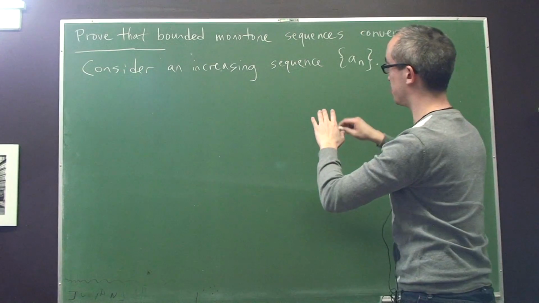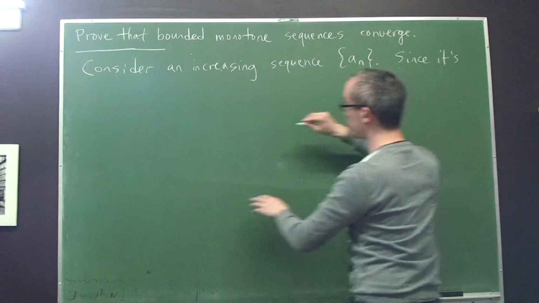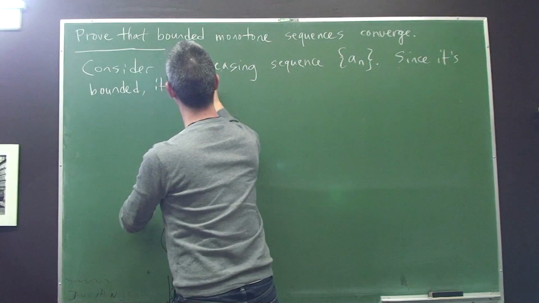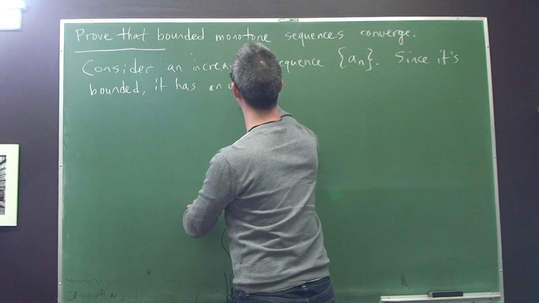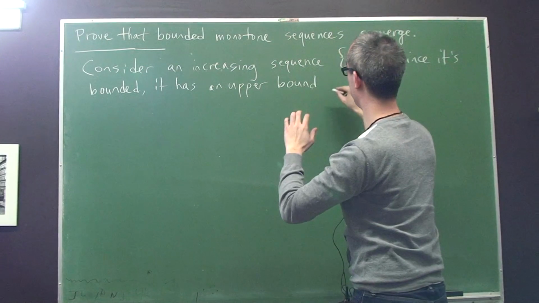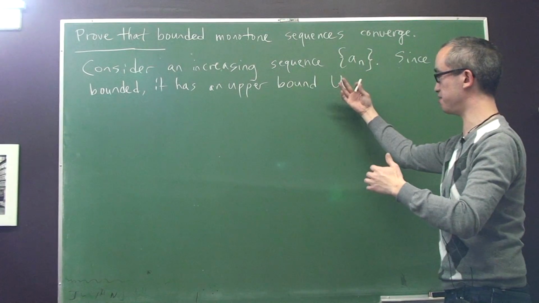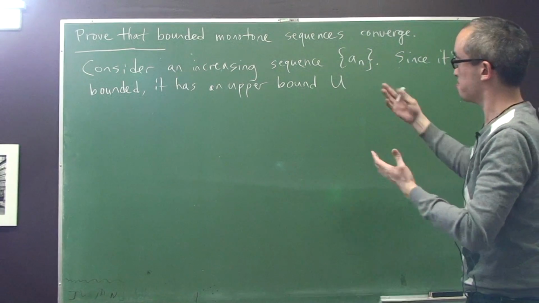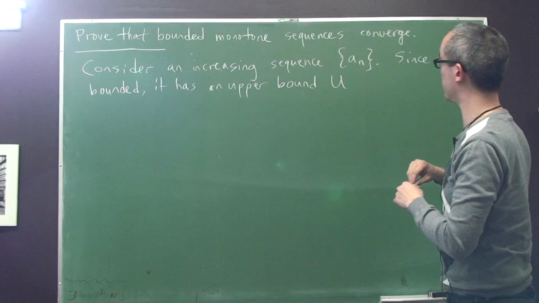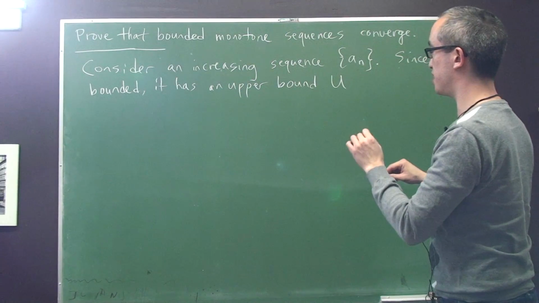So, here's our sequence. Because it's bounded, it has an upper bound. Let's call that upper bound u. In fact, it has an infinite number of upper bounds, right? U plus 1 is going to be an upper bound. U plus 2 is going to be an upper bound. U minus 1 might be an upper bound if we pick u to be kind of extravagantly big. But in particular, because this is a sequence of real numbers, since it's bounded, it has an upper bound.